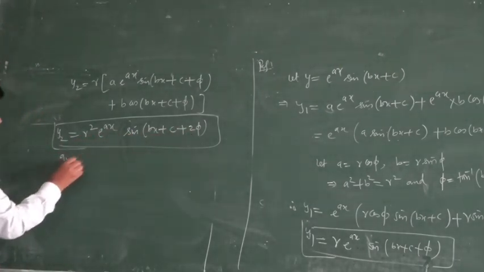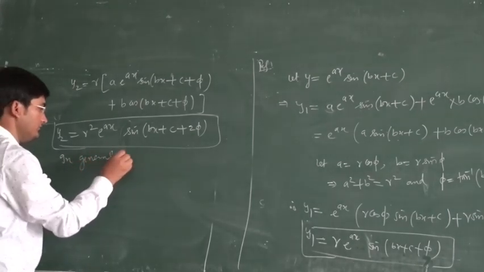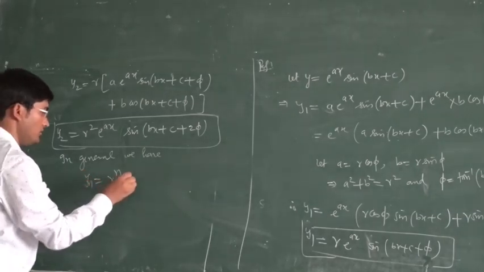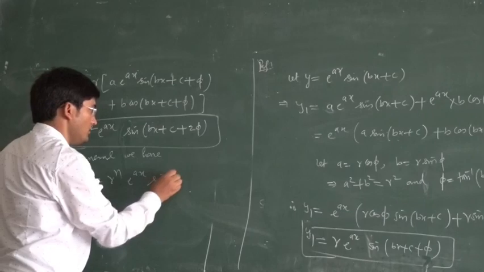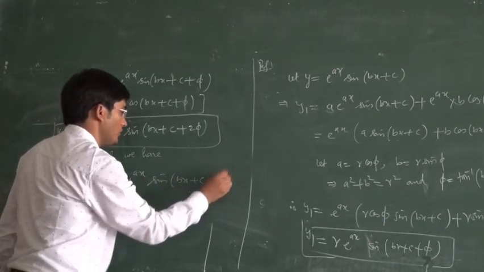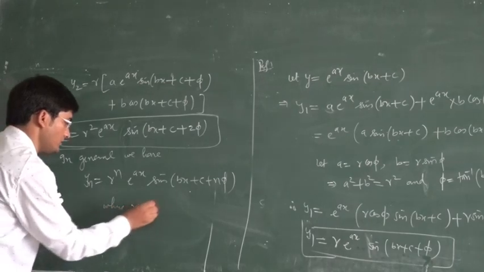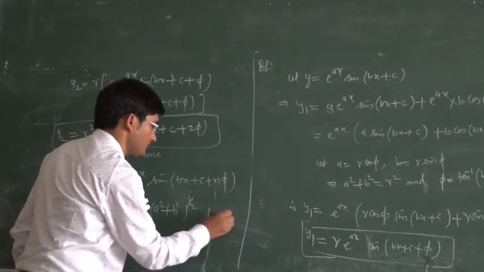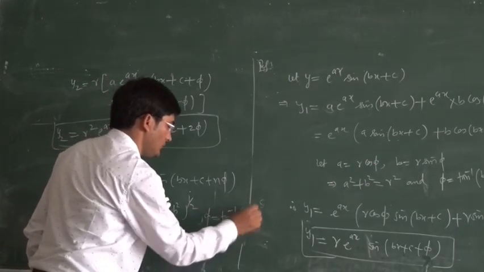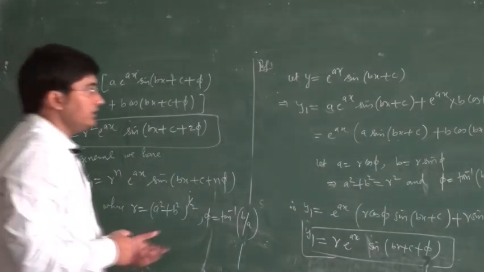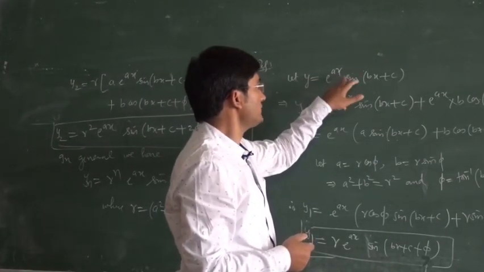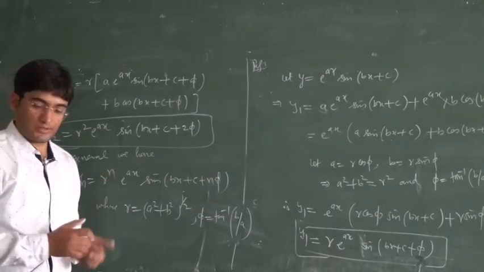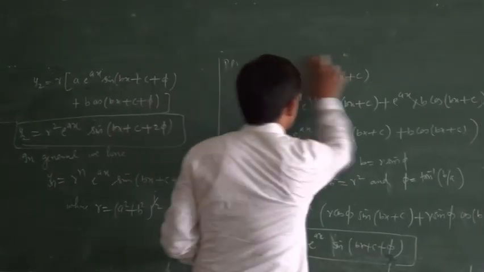So in general, your nth order derivative yn will be r to power n e to power ax sin bx plus c plus n phi, where your r is a square plus b square power half, and your phi is tan inverse b upon a. So this is your formula. Similarly, we can have a formula for e to power ax into cos bx plus c, and for that we will have cos bx plus c plus n phi. Now let us solve few questions.